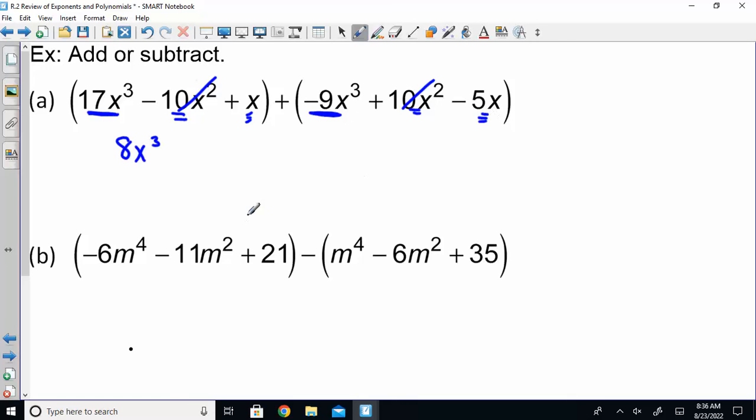Positive x and negative 5x. Does it matter what order I write those in if I put negative 4x plus 8x cubed? No, I don't care what order they're in. You just have to have the right pieces.